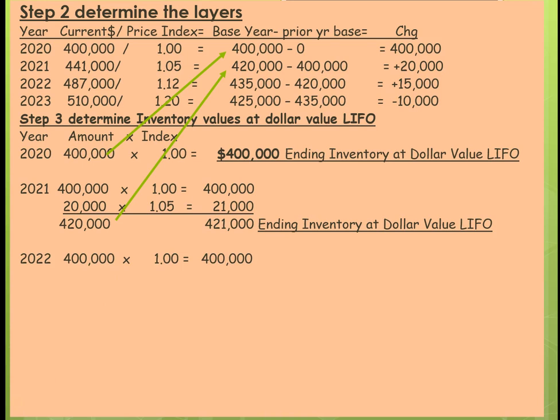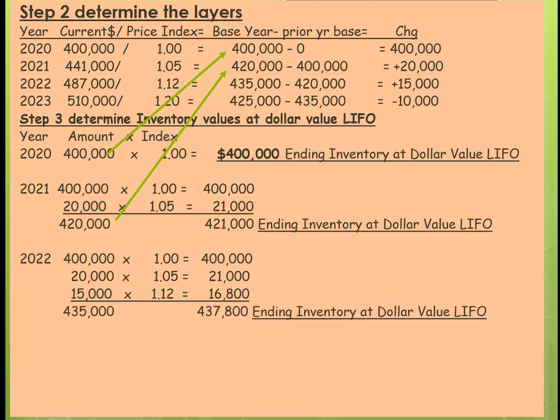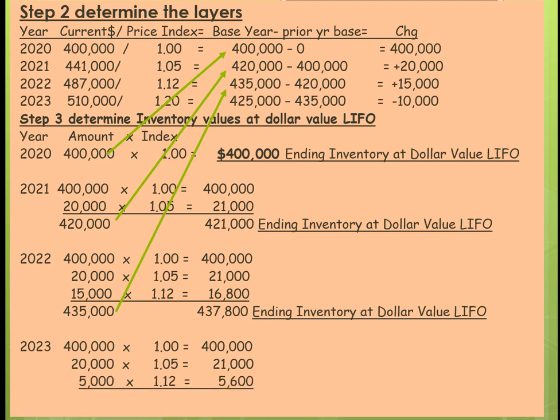Now for 2022, we have our base of 400,000, plus we have our 20,000 from the prior year, and then we added 15,000. So now we take those layers times the index for each one of these years, and the ending inventory at dollar value LIFO is 437,800. Now for our last year, 2023, we have the base at 1, the 20,000 at 1.05, but in 2023 we went down by 10,000, which means we have to take 10,000 off of the 2020 layer.